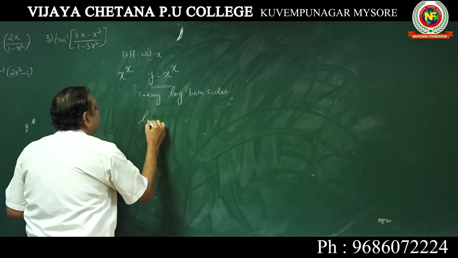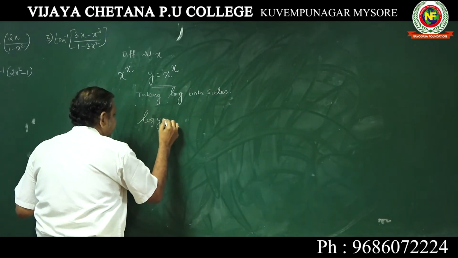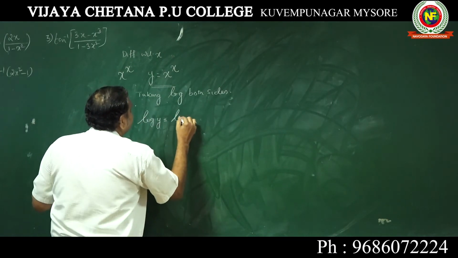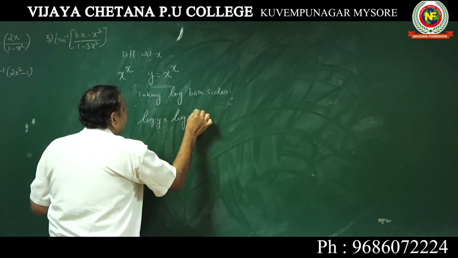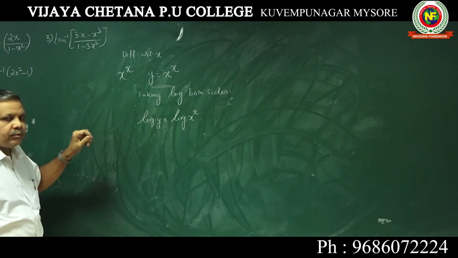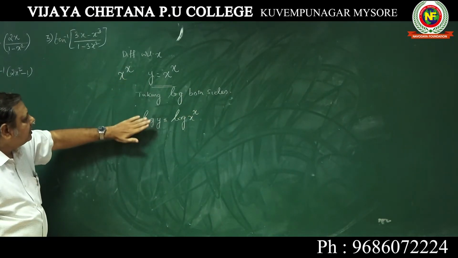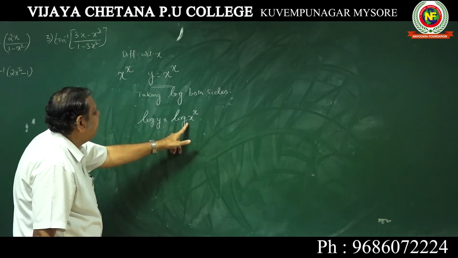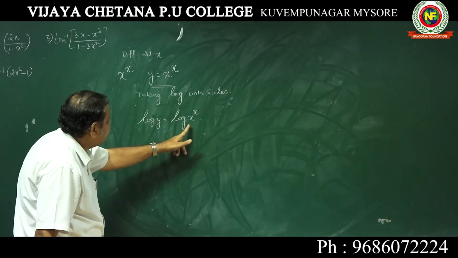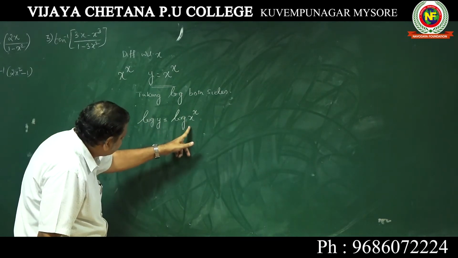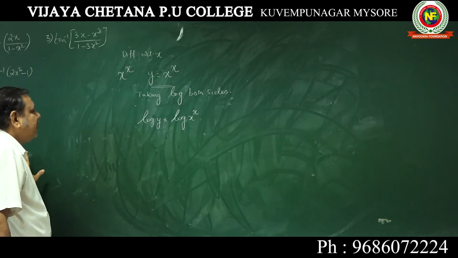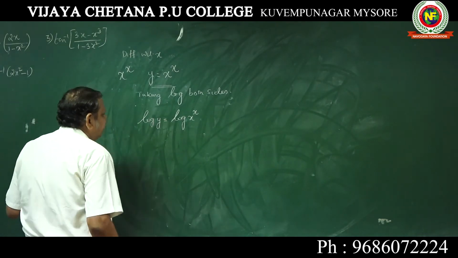So it will be log y. We are taking logarithms here. Log y is equal to log x to the power of x. Take logarithms both sides. Log y is equal to log x to the power of x. Understood, it is to the base e. There is no need to mention it. It is understood that it is to the base e. It is a natural logarithm.